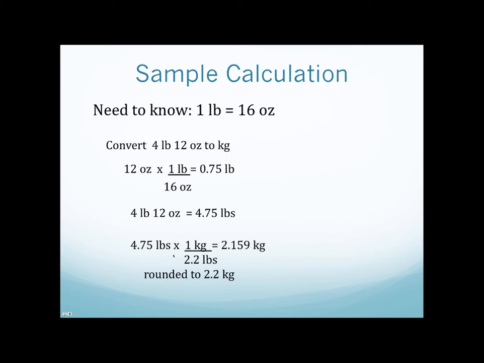So I have 4.75 pounds times 1 kilo over 2.2 pounds. I have pounds in my numerator and pounds in my denominator, so I can get rid of that. So 4.75 pounds is equal to 2.159 kilograms. I'm going to round that to 2.2 kilos.